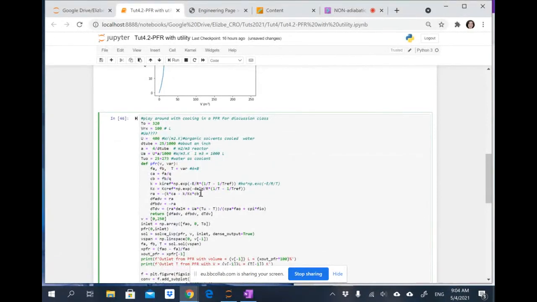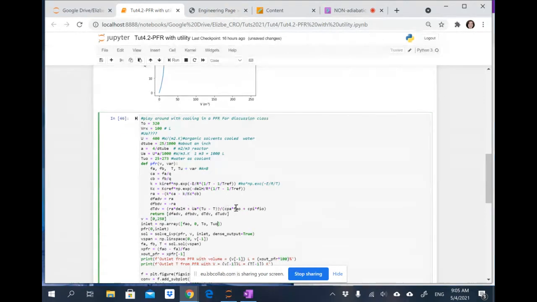So what I'm going to add for now is a profile of how the utility temperature changes over my reactor. As soon as I do that, I need to add the TU dV. I also need to specify an inlet temperature for my utility. My inlet temperature I now chose as T0.